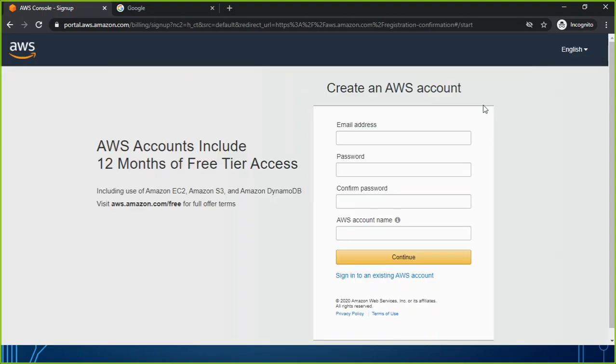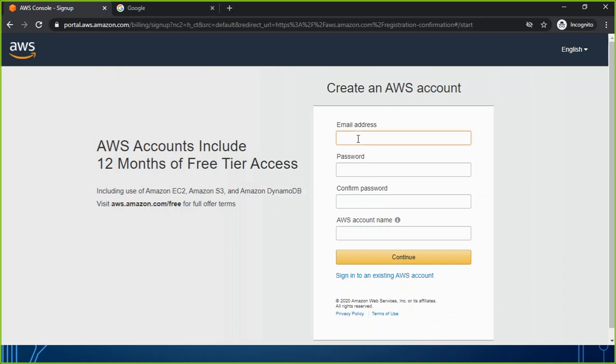So here you see, when you reach the create an AWS account option, it is already telling you that an AWS account includes 12 months of free tier access, meaning that for the first 12 months you are going to have free tier access. That is what I have been talking about, where it includes use of the Amazon EC2 service, Amazon S3 service, meaning that you get storage, and Amazon DynamoDB database. So these are some of the services you will be getting free when you are using free tier access. So here are the steps.